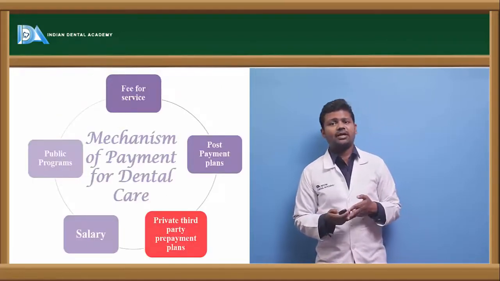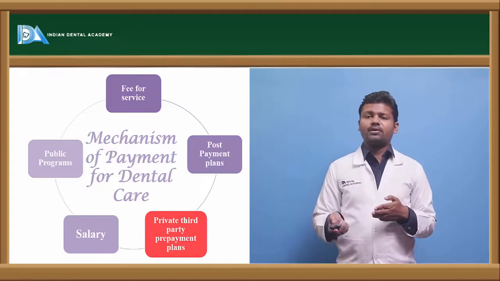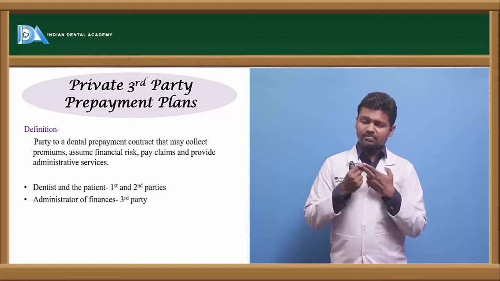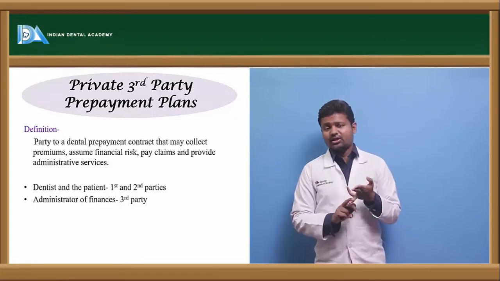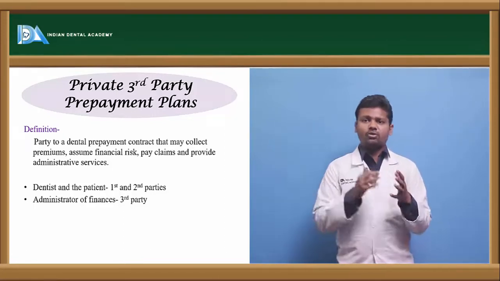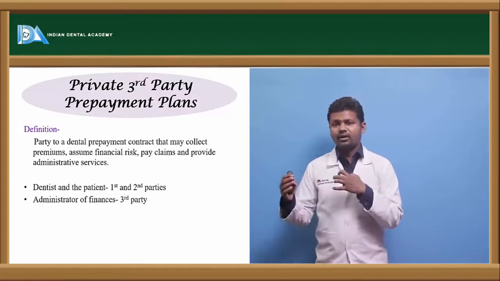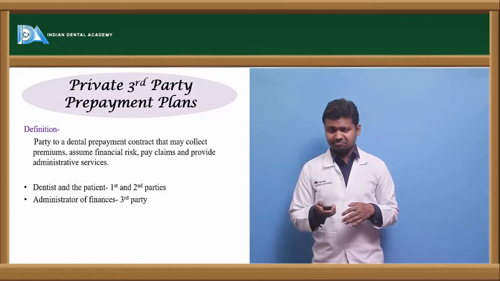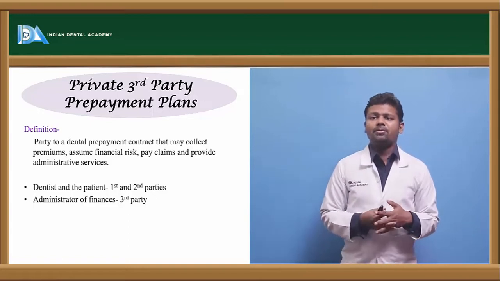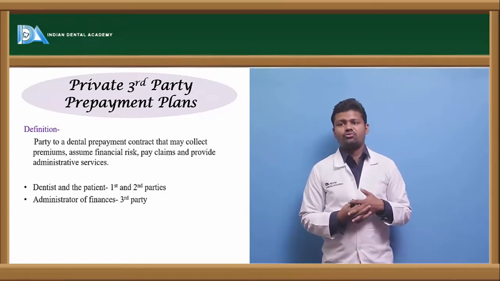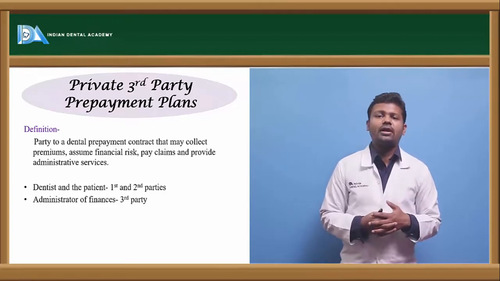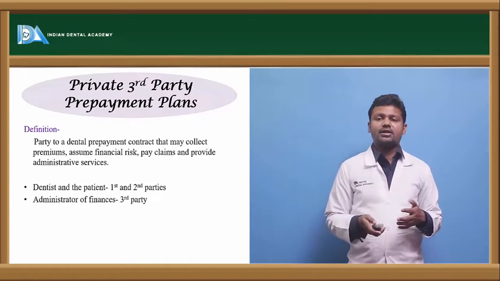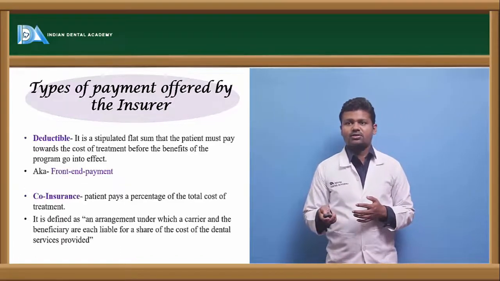Our third mechanism of payment is the private third party plan. The first party will be the dentist, the second party will be the patient, and the third party will be the insurance company, the company which will provide you the loan or pay on behalf of your charges. It is a party to the dental prepayment contract that may collect premiums, assume financial risk, pay claims, and provide administrative services. Dentist and patient are the first and second party, whereas the administrator of the finance is the third party.